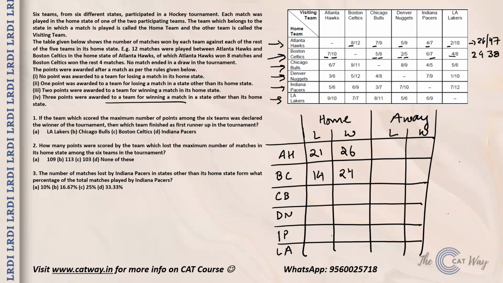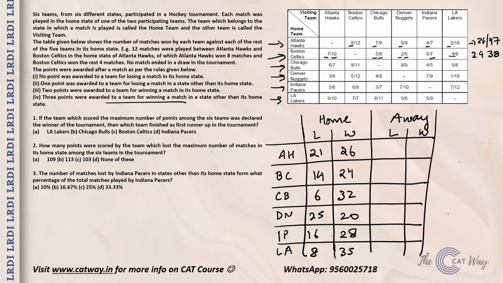And the similar data we will write for the other teams as well, right? For Chicago Bulls, they have lost 6 matches at home, 132. Denver has lost 25 at home, 122. 16 have been lost by Indiana and 28 have been won by them at their home. And for LA, 8 they have lost and 35 they have won. So this is the data.